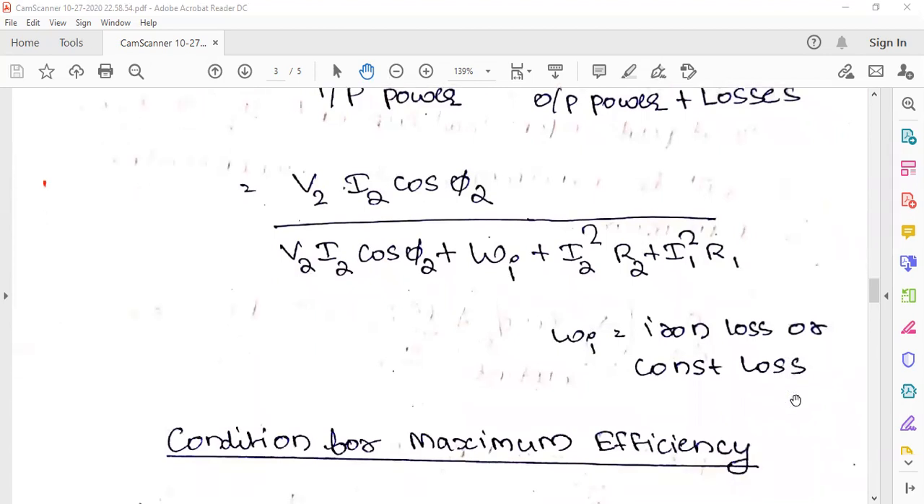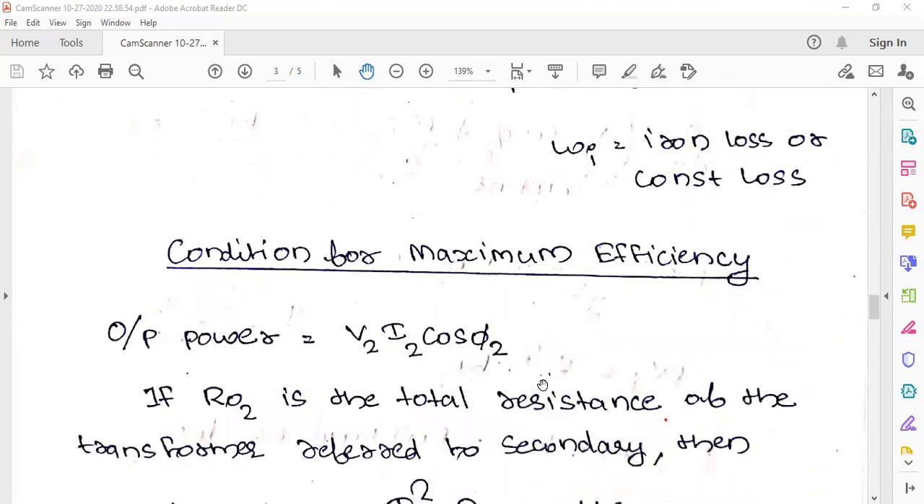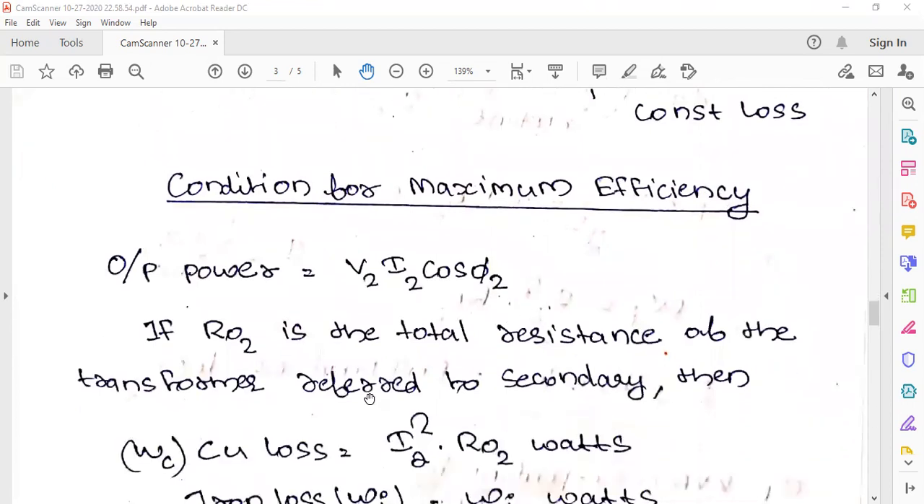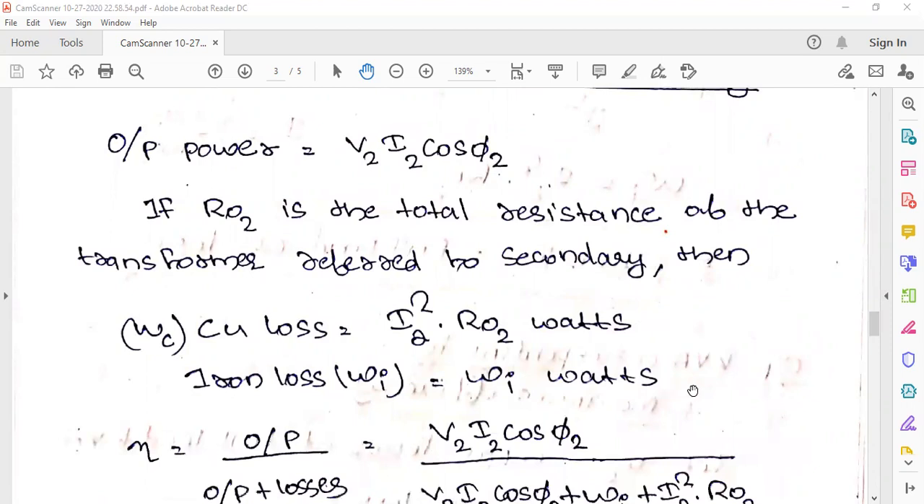Now, very careful. Now we are going to define the condition for maximum efficiency. So output power is equal to V2 I2 cos phi 2. You know that. So if R02, now we are playing on the secondary side, if R02 is the total resistance of the transformer referred to the secondary side, then copper loss is equal to I2 square R02 watt. Understood? And iron loss is Wi. So we know that copper loss, that is power, is equal to I square R. So now we are playing on the secondary side because I decided.